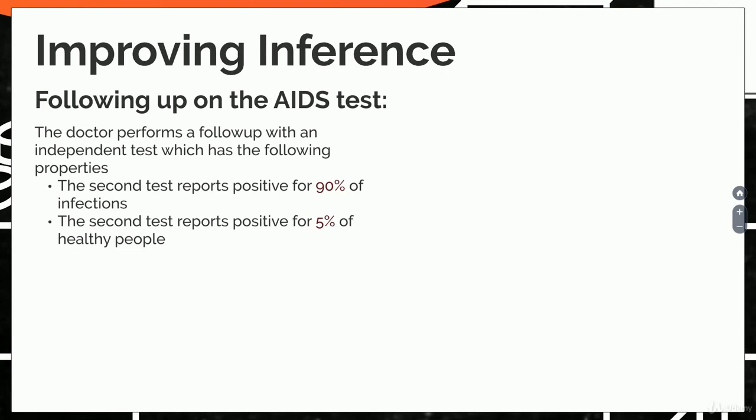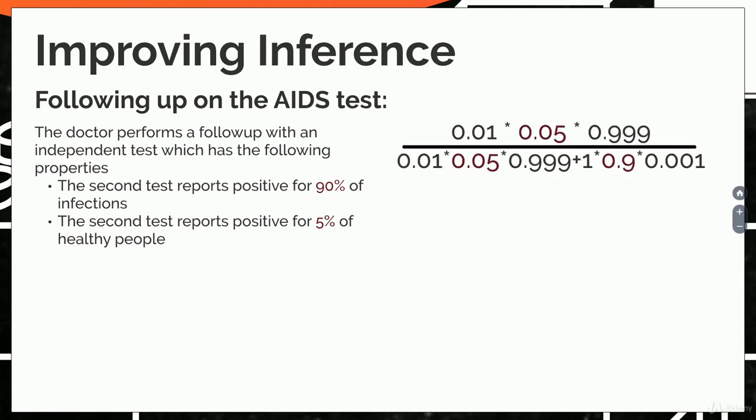Second test reports positive for 90% of the infections. So if you have an infection, 90% of the time it's going to catch it. The second test reports positive for 5% of healthy people. So we have a slightly higher false positive rate here for this second test. Here we're going to add this into our formulation of Bayes' rule in the previous slide, and we simply have the additions of the 0.05 highlighted in red here and the 0.9 into our formula that we had written out before. And all of a sudden, our chances of actually having AIDS go up to 35.7% from 9%. So it's increased significantly by having an additional data point.